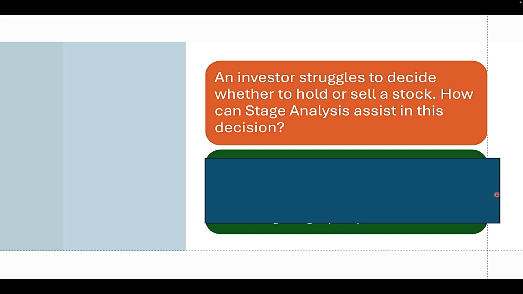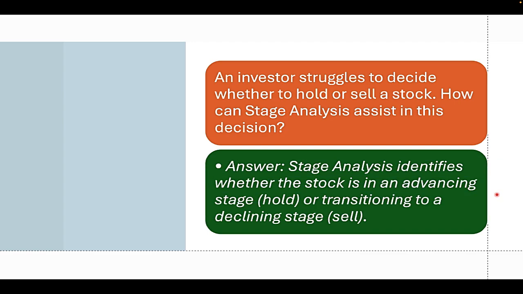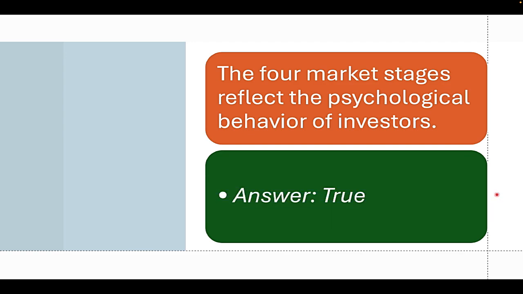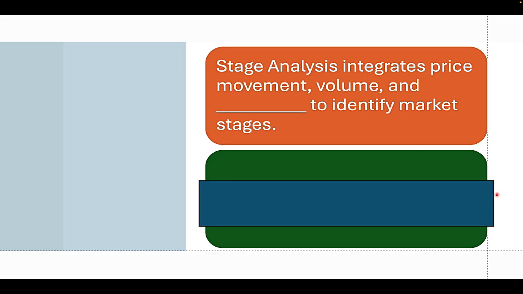Okay, so an investor is struggling to decide whether to hold or sell a stock. How can stage analysis assist? Find out the stage, and if it is declining, sell. If it is advancing, hold. The four market stages reflect the psychological behavior of investors. True or false? Yes, indeed, they reflect the psychological behavior of investors.